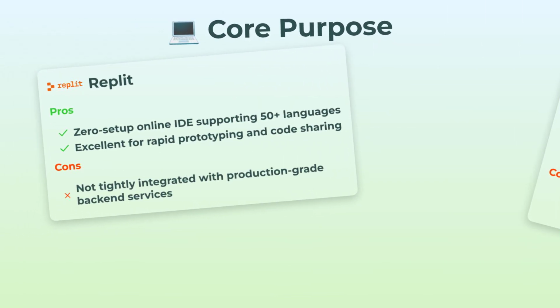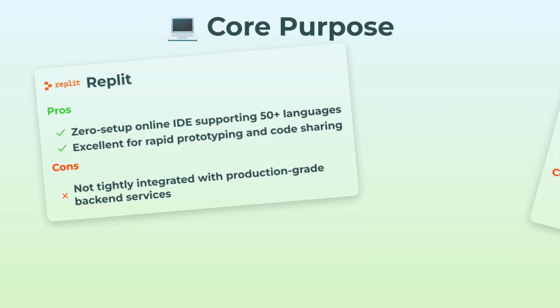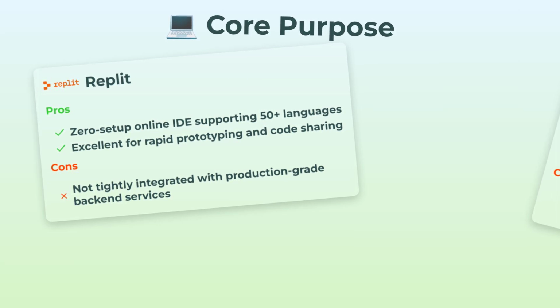So Replit is like your instant online IDE. You literally jump in, pick from over 50 languages, and boom, you're coding. It's fantastic for rapid prototyping and sharing, especially for newbies or folks who just want to see ideas come alive fast. But here's the thing, it's not really built for super robust backend stuff, like you won't be launching your next unicorn startup straight out of Replit, you know.